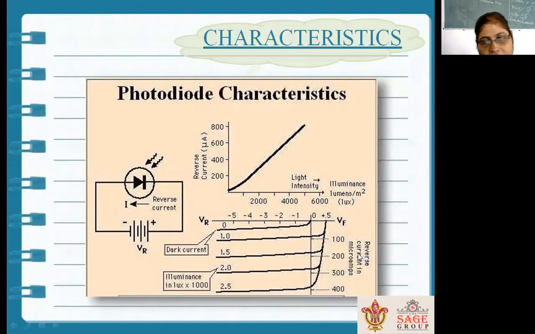Here the reverse current is in microamperes, and here the voltage is provided. This is the reverse voltage VR. With the increase in this reverse voltage, the current is almost constant. It means with the increase in the reverse voltage, the current is not going to increase. Initially, when the diode is in dark condition, that is when light does not fall on the diode, a very small current is flowing. See here, only this current is flowing. This is called dark current.